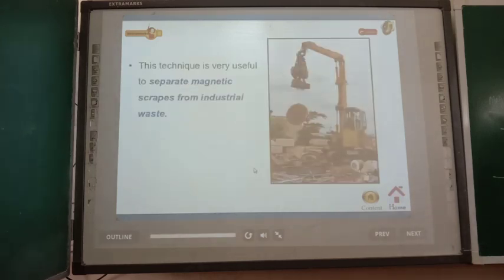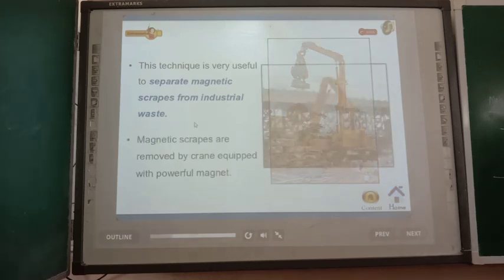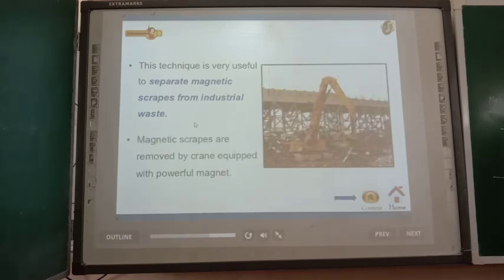This technique is very useful to separate magnetic scraps from the industrial waste. Magnetic scraps are removed by a crane equipped with a powerful magnet. The next video will explain the process of magnetic separation clearly.